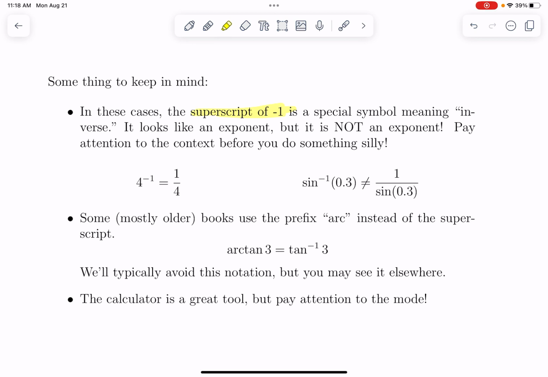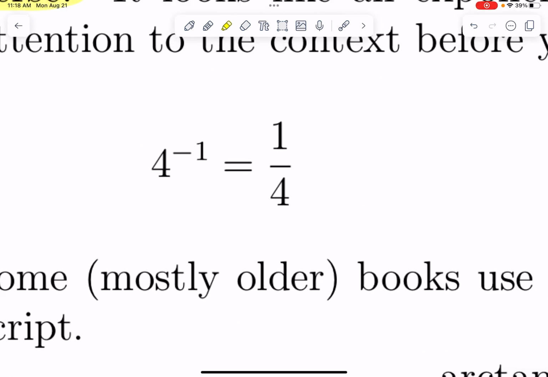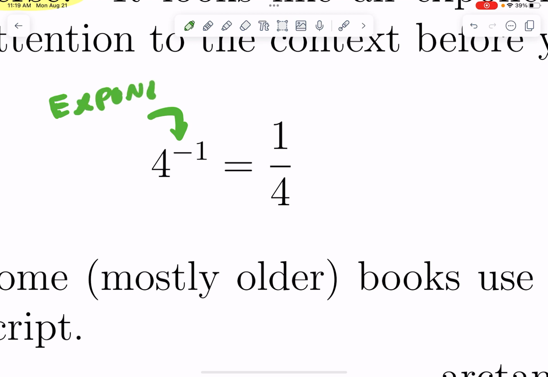Superscripts in math usually mean exponents. They usually mean powers. This is an exception. In this context, the superscript of -1 is not an exponent, it just means inverse. So you have to pay attention to context. If I show you something like this, the number 4 to the -1 power, you can say, oh, this is an exponent. That superscript of -1 is an exponent. Raising things to negative powers gives me fractions.